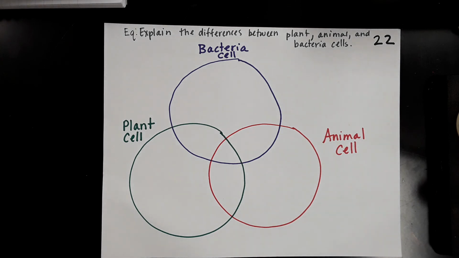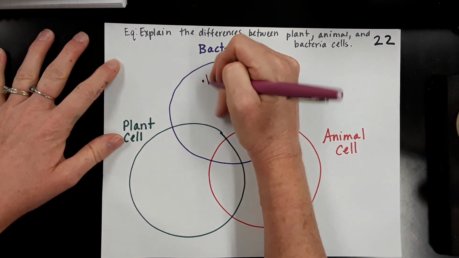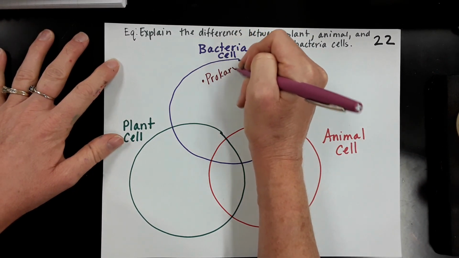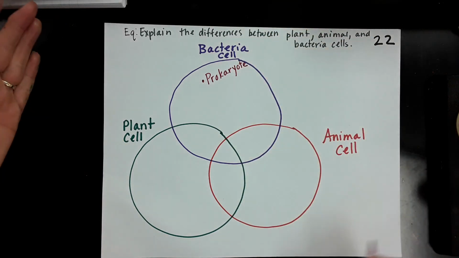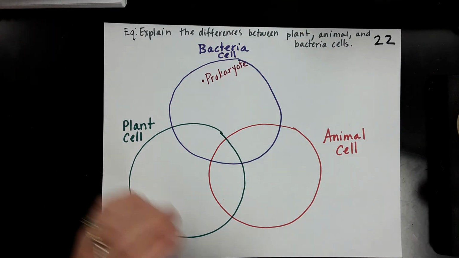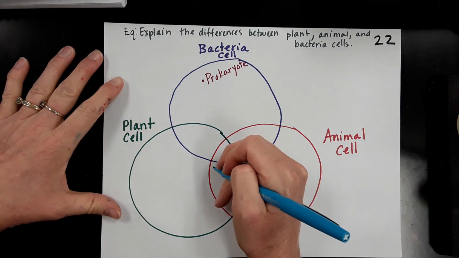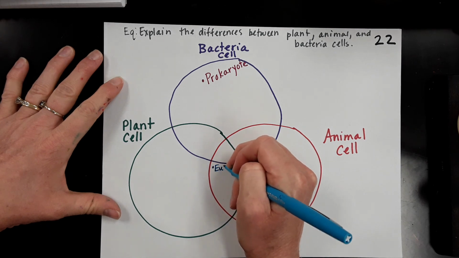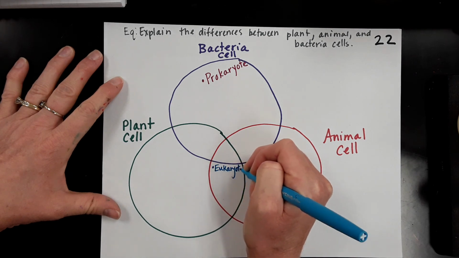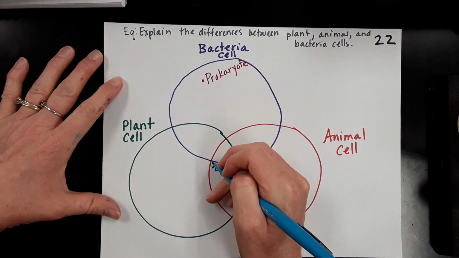Okay, going over what you would find in each type of cell and what would be unique to the different types of cells: the bacteria is the only one that is a prokaryote. So the bacteria cell is prokaryotic. The animal cell and the plant cell are both eukaryotic. Something they have in common is that they are both eukaryotes.